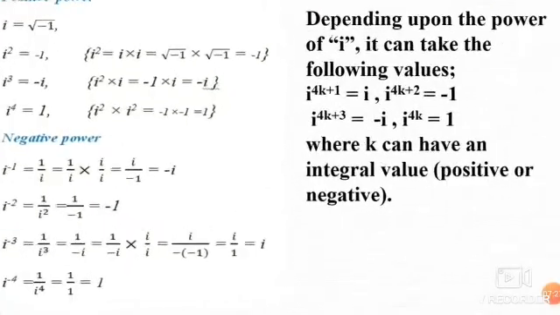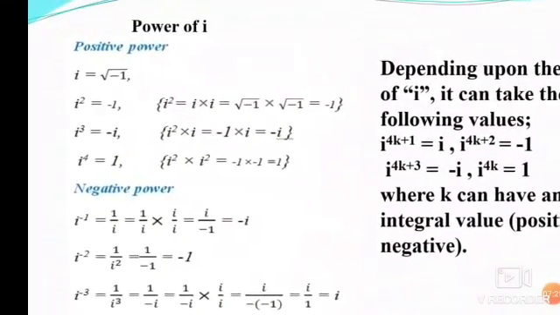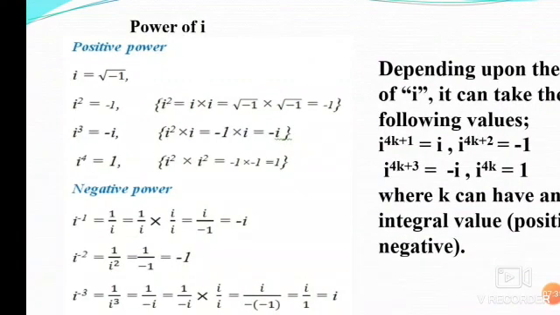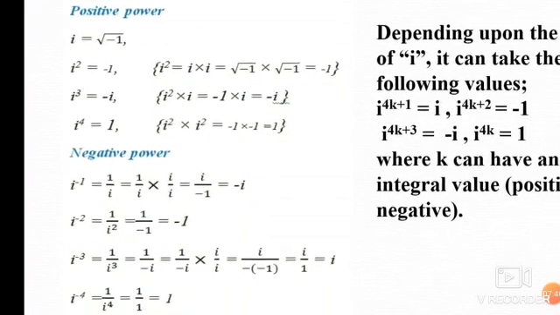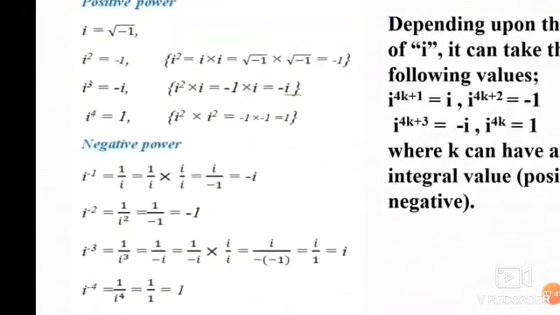Now what is the power of i? So first, what is i? You learned it is the root of minus 1. So i square is minus 1, i cube is minus i, i power 4 is 1. Similarly for negative powers, if you write i power minus 1, you can write it as 1 by i. Multiply by i, you will get minus i. Similarly i power minus 2 is minus 1, i power minus 3 is i, and i power minus 4 is 1.